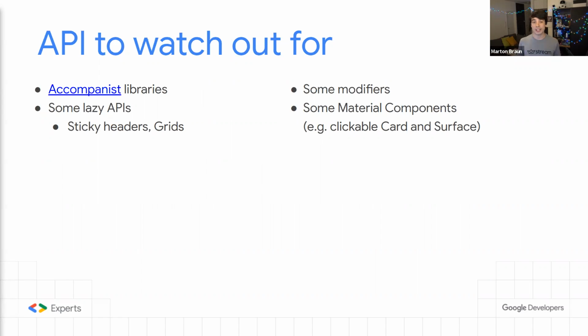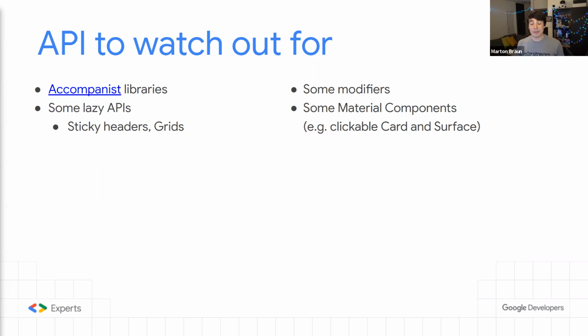So there are the Accompanist libraries, which are first-party Compose libraries from Google, but they're not shipped as Jetpack libraries yet because they are experimental. As the README of that project says, these might be dropped in the future in favor of other solutions. They're really still figuring out how to do certain things in Compose. And this is an example of that.